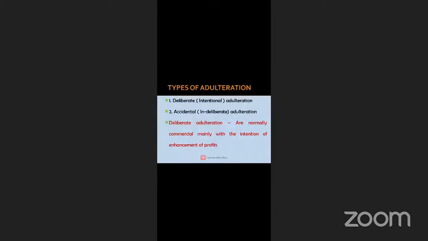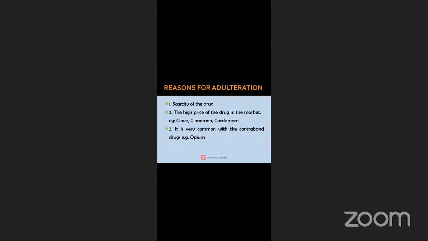So types of adulterations. There are two types of adulterations. One is intentional, another one is unintentional. So intentional adulterations are also known as deliberate adulteration. They are normally commercial, mainly with the intention of enhancement of profits. Reasons for adulterations: scarcity of drug, the high price of the drug in the market. So cloves, cinnamon, cardamom. It is very common with the contraband drugs, that is opium.